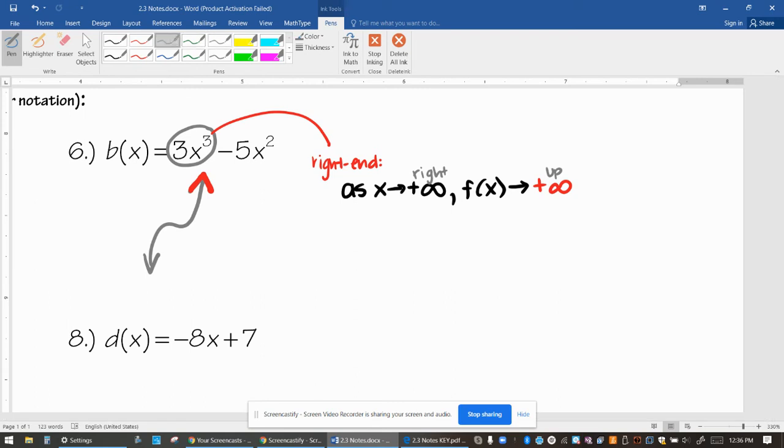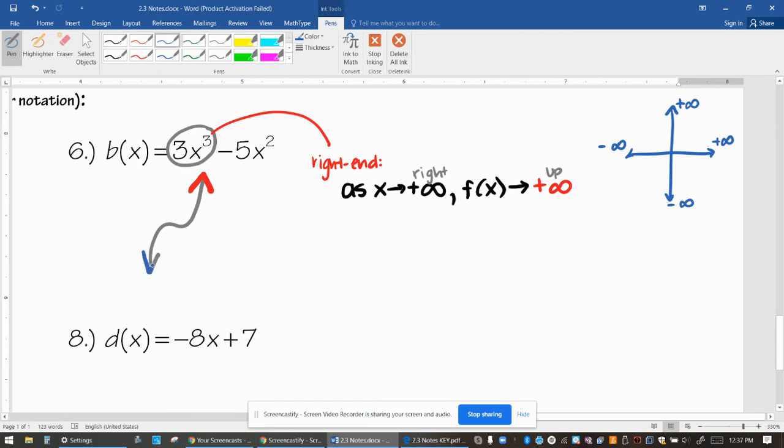Okay? If that's confusing, think back to your regular coordinate plane, right? Negative infinity is on the left. On the x-axis, positive infinity is on the right. On the y-axis, positive infinity is up from the origin, negative infinity is lower.